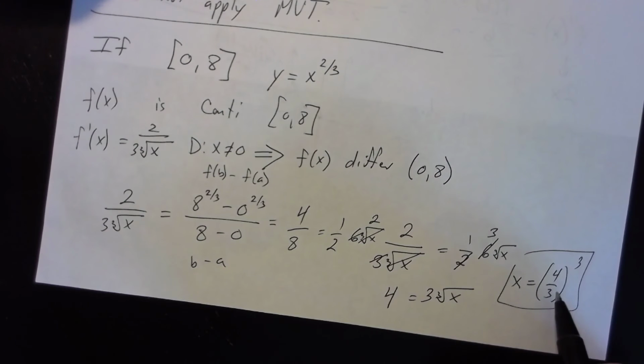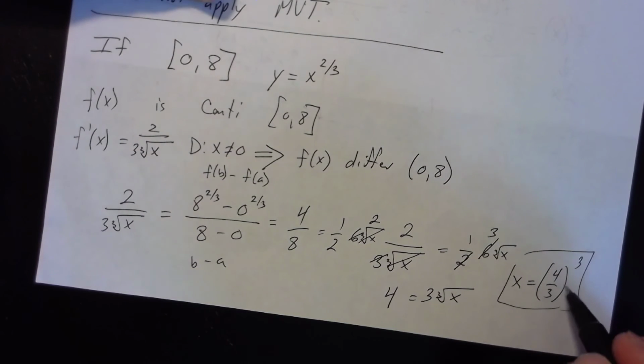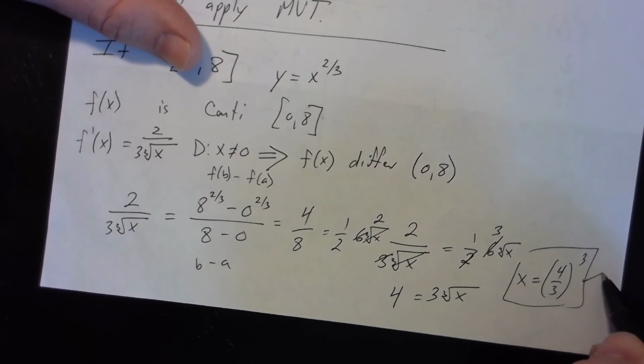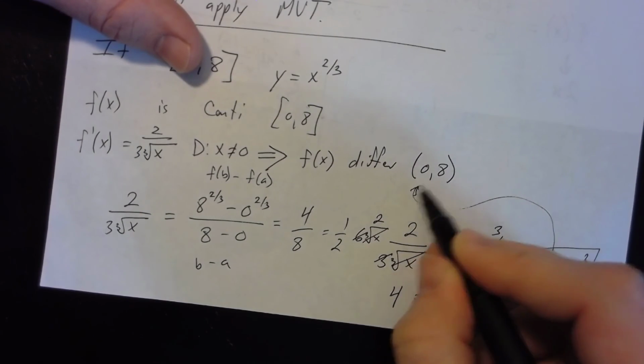Now, can we be absolutely certain that this is between 0 and 8? Well, 4/3 is approximately 1 and some change. If I cube that, it's going to get closer and closer to 1. So this value should work, being between 0 and 8.